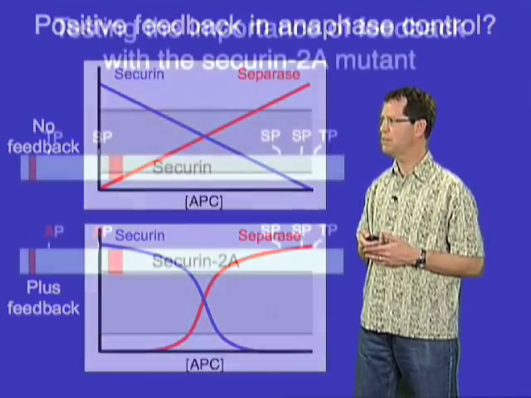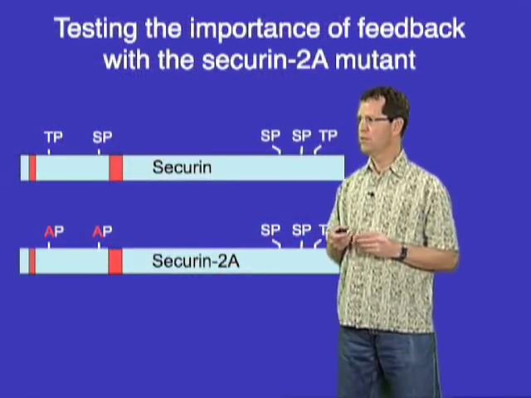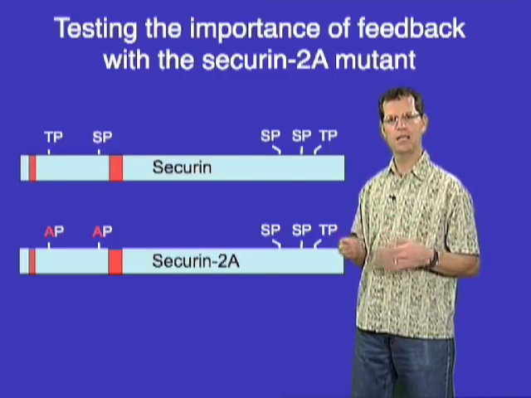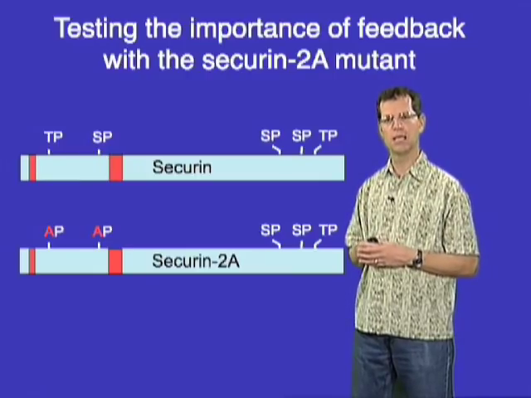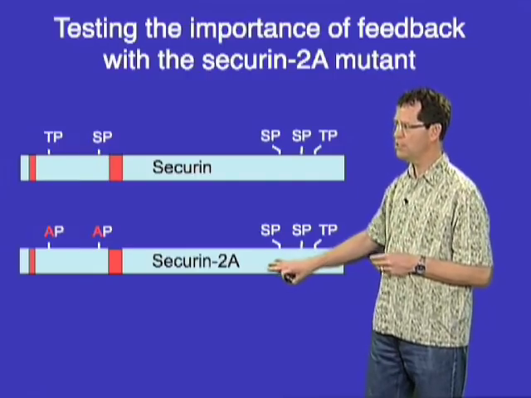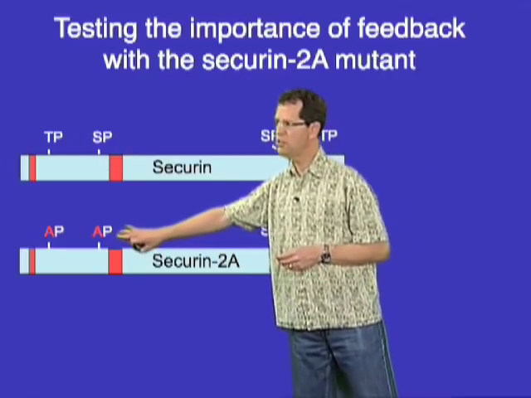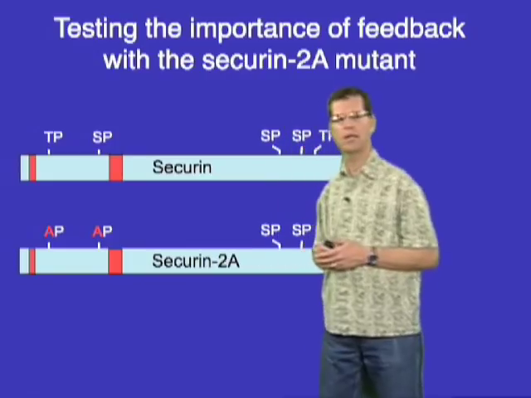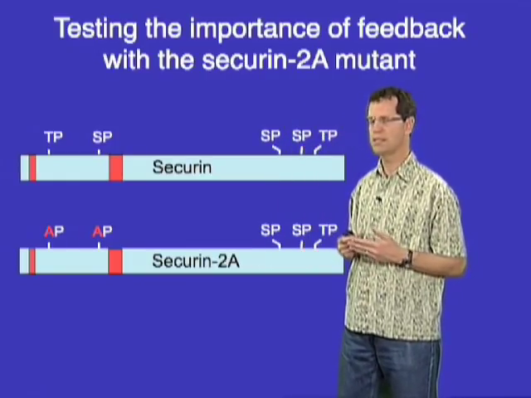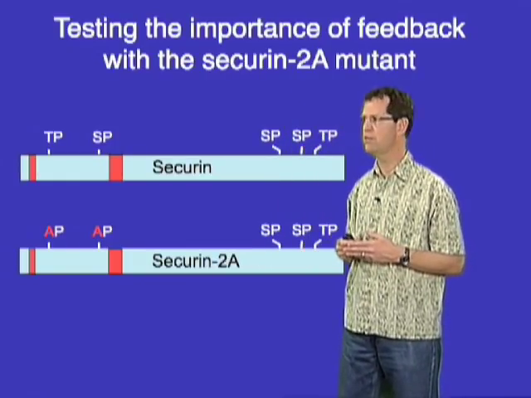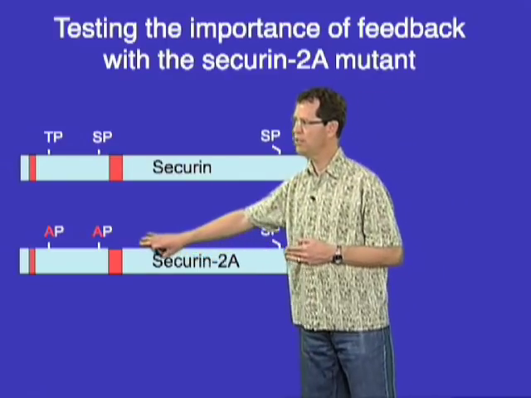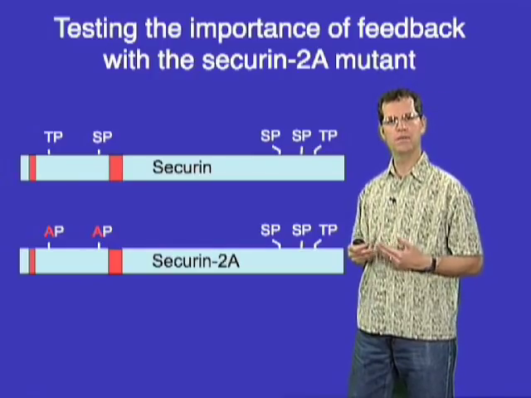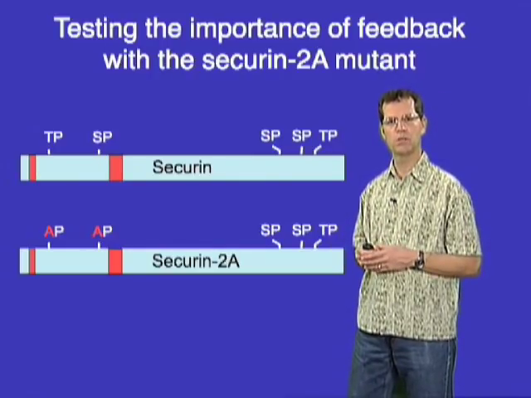So how do we test that possibility? Well, what we needed to do was disrupt this positive feedback loop specifically in an intact cell and then look to see how anaphase occurs in that cell. And to do that, we developed the securin 2A mutant, in which we've mutated the two CDK phosphorylation sites: the one that we actually identified, plus the other site that is a CDK consensus site, in case that is also phosphorylated in vivo. And so we found that, sure enough, when we mutate these two phosphorylation sites, that abolishes the ability of CDK1 to inhibit ubiquitination of this protein.